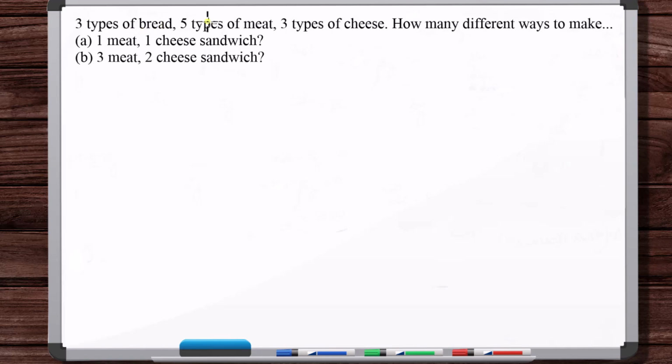Three types of bread, 5 types of meat, 3 types of cheese. How many different ways to make a 1 meat, 1 cheese sandwich? Okay, so for the first event, we can choose from 3 types of bread. But now the second event is completely independent from the first event. There's no overlapping. We're not pulling from the same set. So this is not a permutation or anything. We can choose 1 of the meats and then 1 of the cheeses. Just apply the product rule, right?